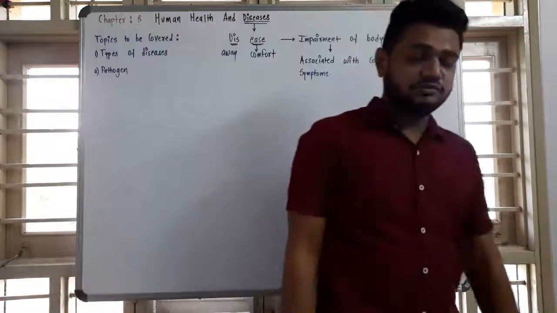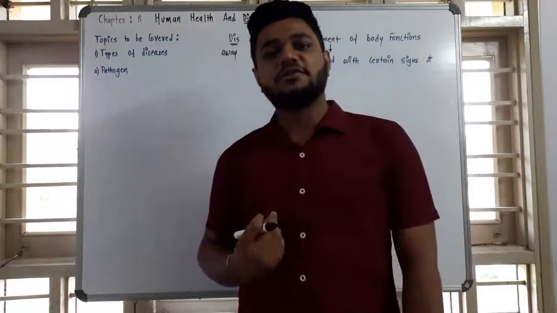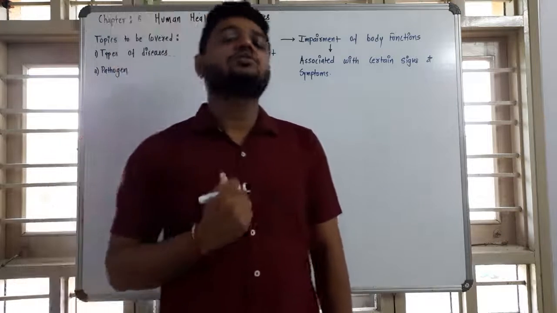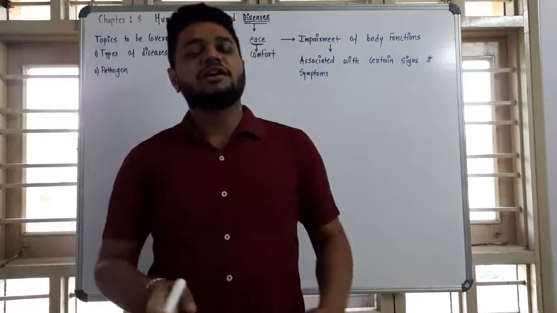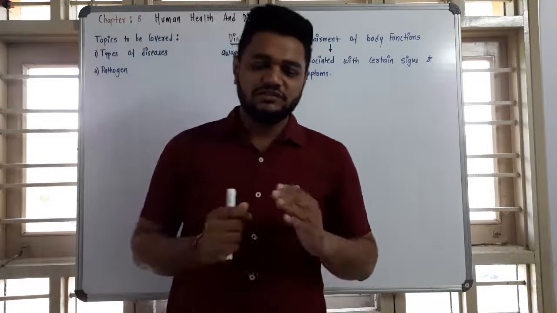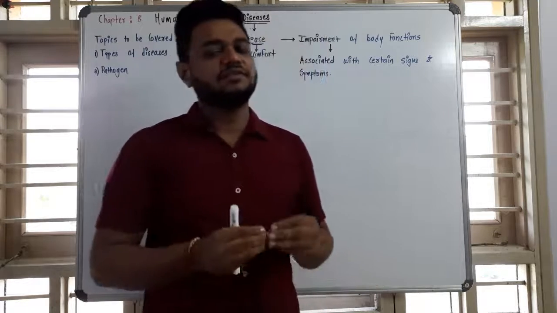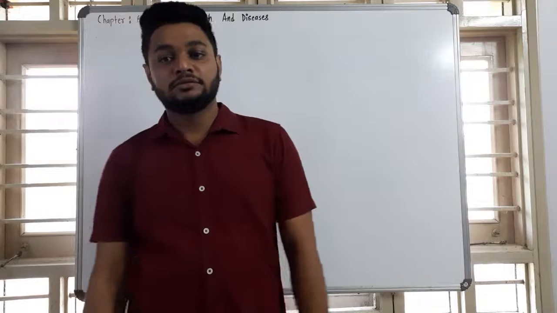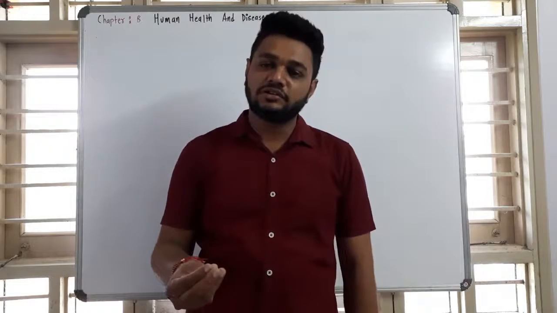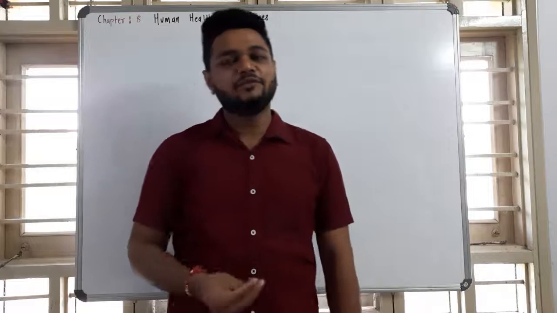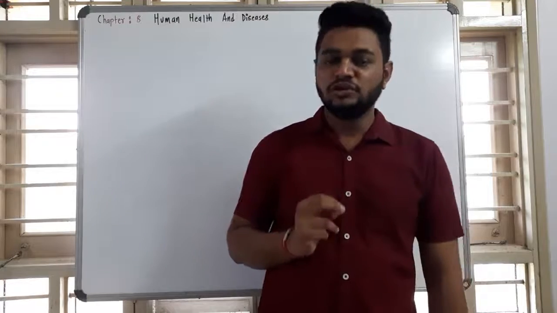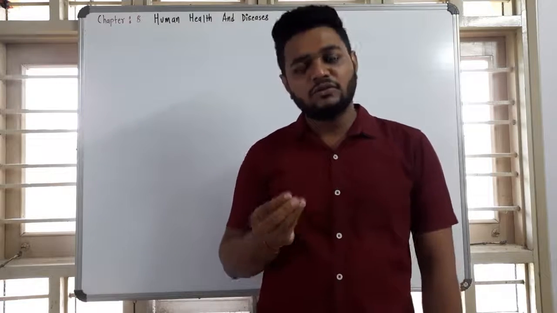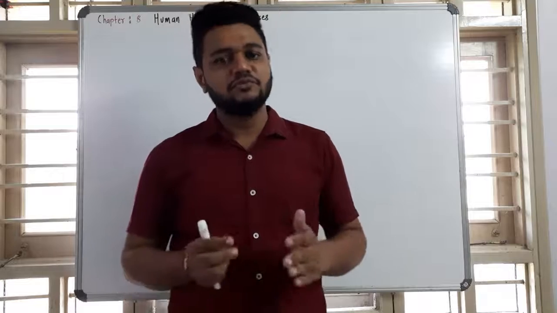Now we will discuss the types of diseases. Over here we have mainly two types of diseases. Diseases are broadly categorized into two: one is acquired and another one is congenital. Types of diseases are mainly categorized into two. First one is congenital and second one is acquired. Over here we are going to discuss both of them one by one.